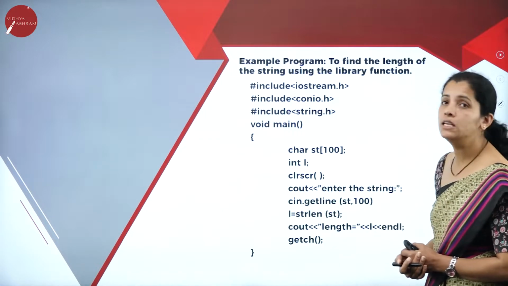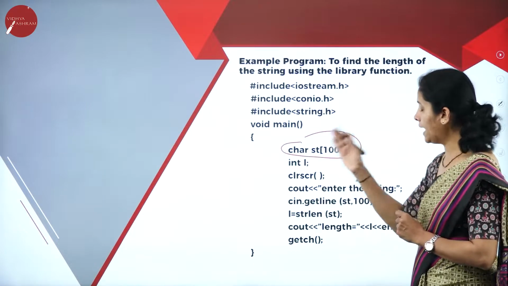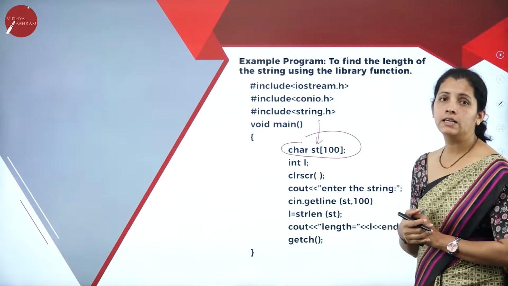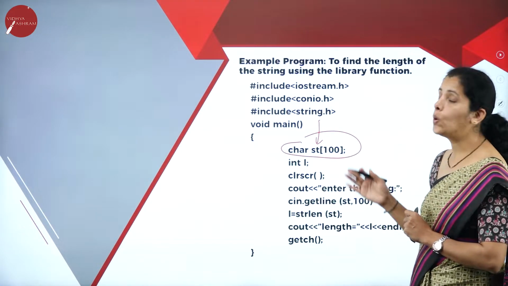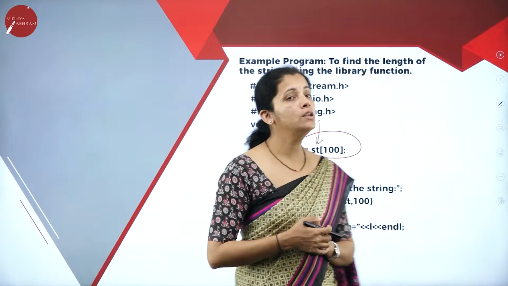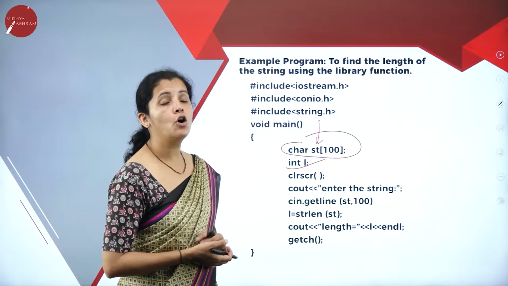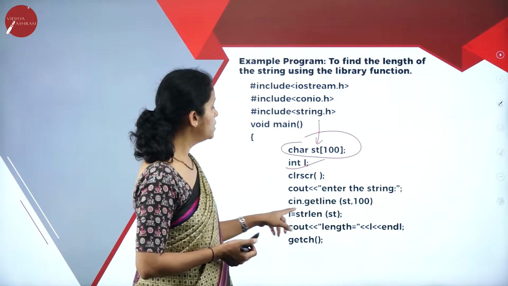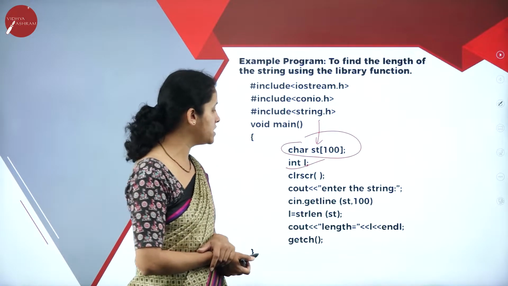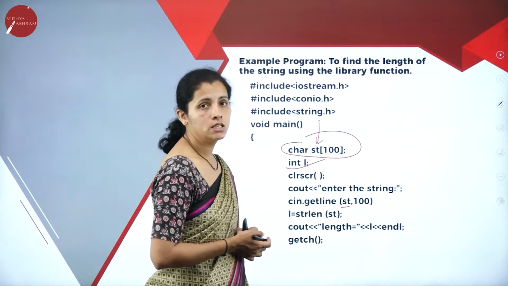Now I'm going to have the simple example here. See, at the beginning I'm going to have the character data type, and my array name is str, and it is capable of storing 100 characters, and I'm going to take one variable to store the length. So here at the beginning I'm going to enter or read the input from the keyboard. So I'm going to call getline function with the help of cin object. Now I'm going to pass my string name along with the size.